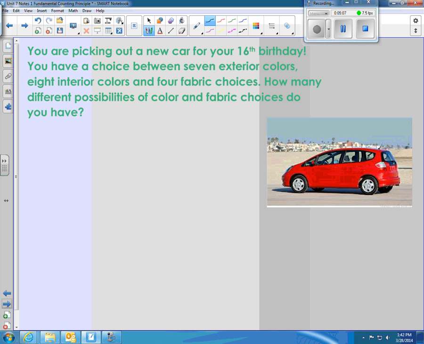You're picking out a new car for your 16th birthday. Woohoo! You have a choice between 7 exterior colors, 8 interior colors, and 4 fabric choices. How many different possibilities of color and fabric choices do you have? All right, I'm going to leave that one up to you guys to do with the fundamental counting principle that we just did.